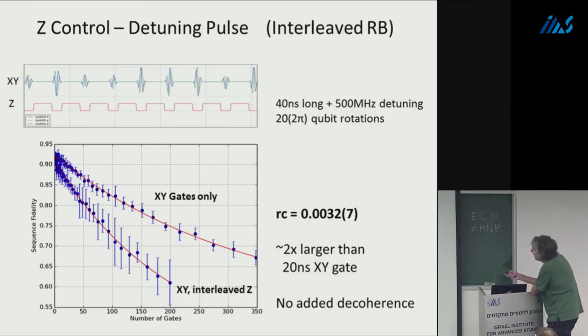And you can do randomized benchmarks with the X and Y, and now you're doing the 20 rotations here, and XY gates only, XY's interlaced. It's worse here because this is adding more time due to the detuning. Basically, this is twice larger because it's a twice longer sequence, and we're saying here there's no added decoherence due to the Z gate. So again, that's looking really, really good that we know how to do that.